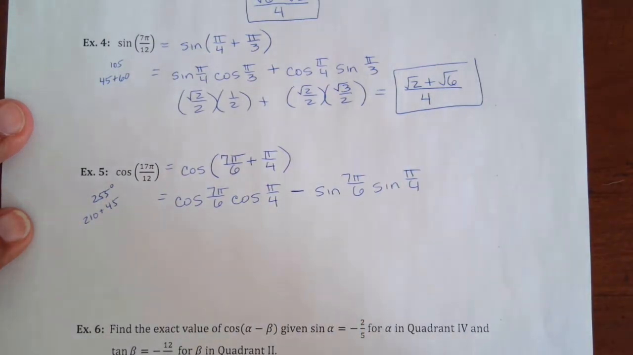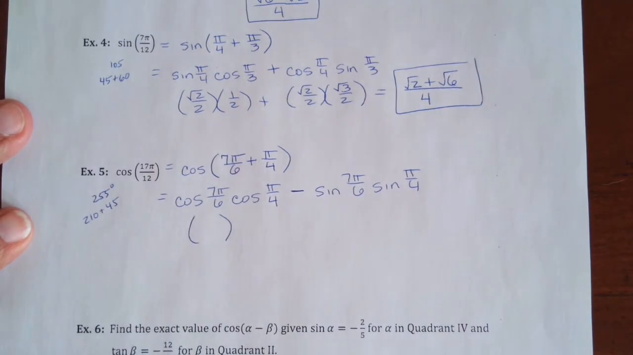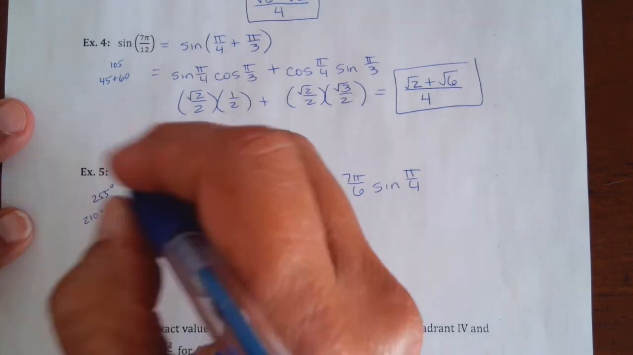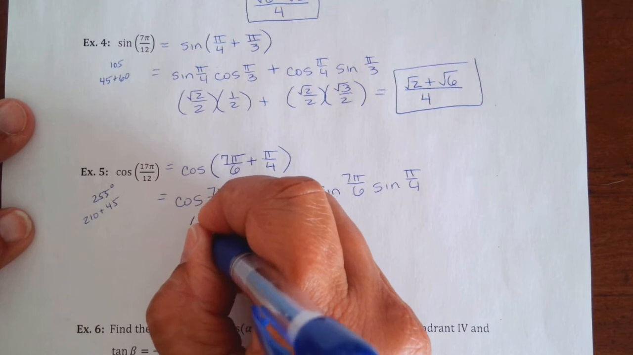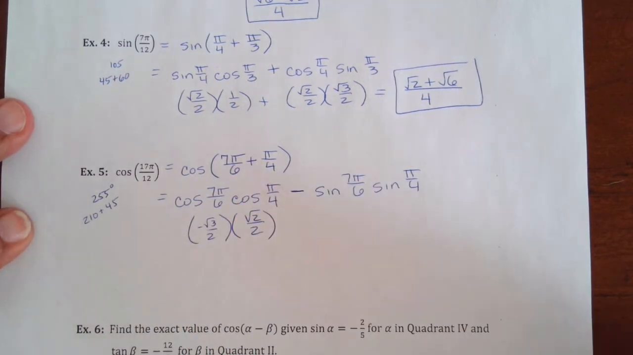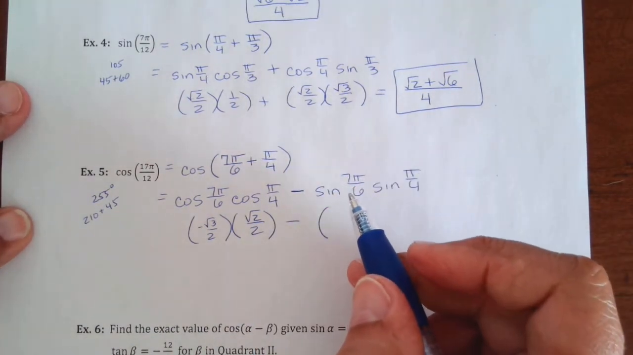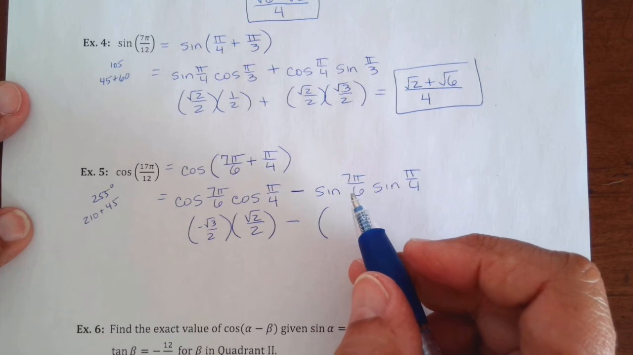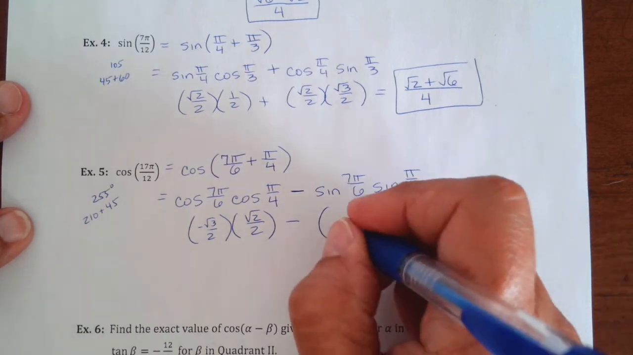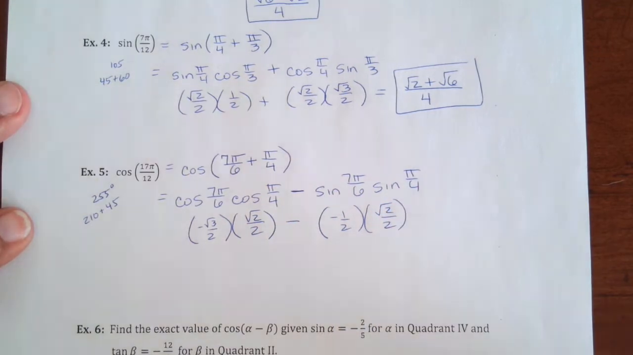All right, so now we just need to get our values. So what is the cosine of 7 pi over 6? So go to your unit circle, or hopefully you know that's in the third quadrant. So cosine is negative, so that's negative square root of 3 over 2. Cosine of pi over 4, that's first quadrant, so everything's positive, minus the sine of 7 pi over 6. So again, you're in the third quadrant, so sine is also negative, so that's negative 1/2. Sine of pi over 4 is a positive square root of 2 over 2.